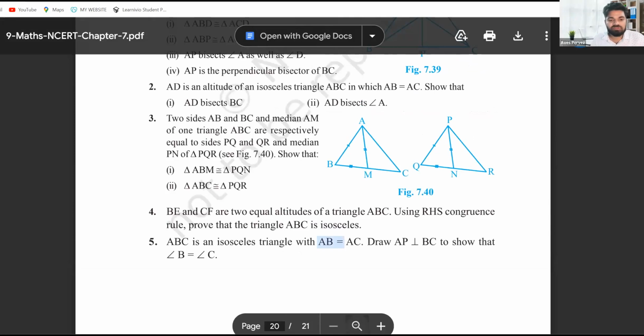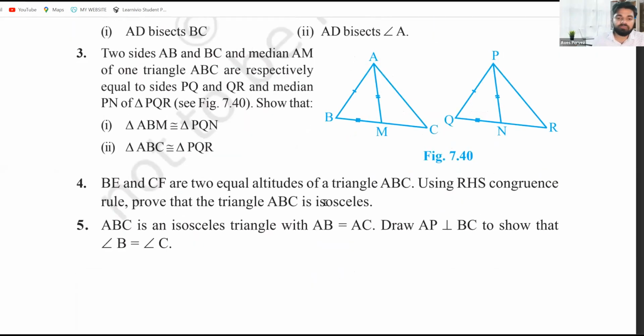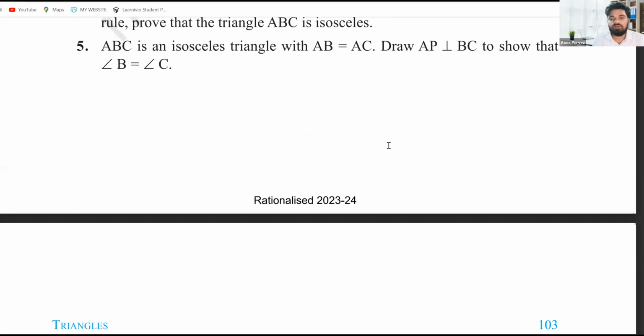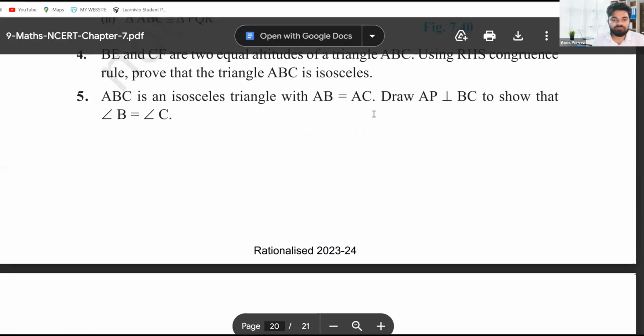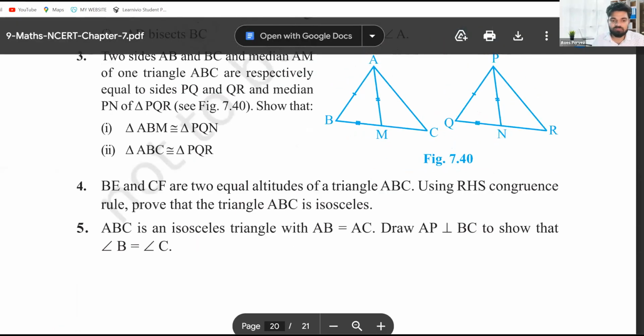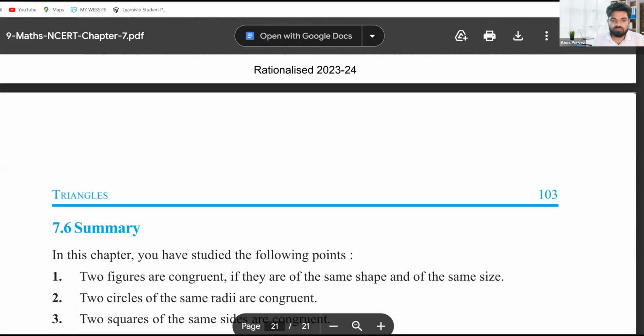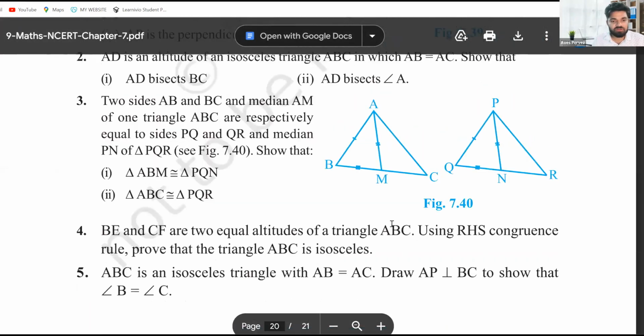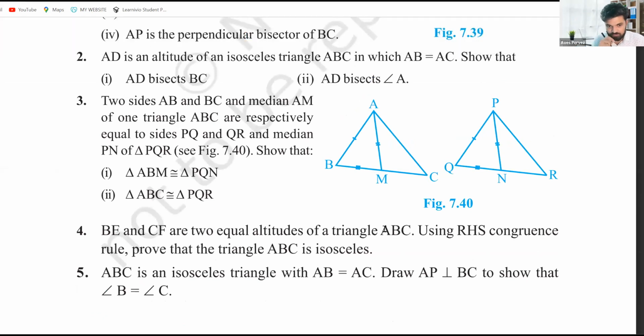So Alvina's question is available to you. Screen is available. Yes, sir. Okay, now please. We have done these questions all. Okay. Using RHS rule, do question number 4. Okay. Do question number 4. There is Rima today.